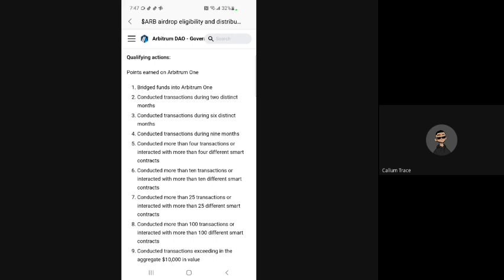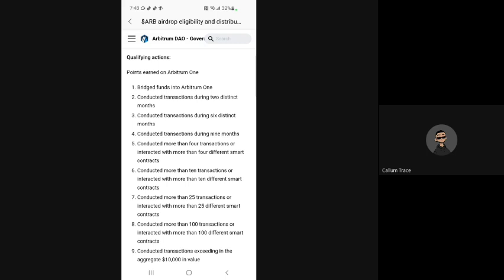So if you use Arbitrum or any of their products or their chain for 2 months, even though you used it just once in January and once again in February, you will qualify for this point because you used Arbitrum in 2 different months. But if you use Arbitrum 2 times in 1 month and you abandoned it, you will not get the airdrop. I don't know if you understand.